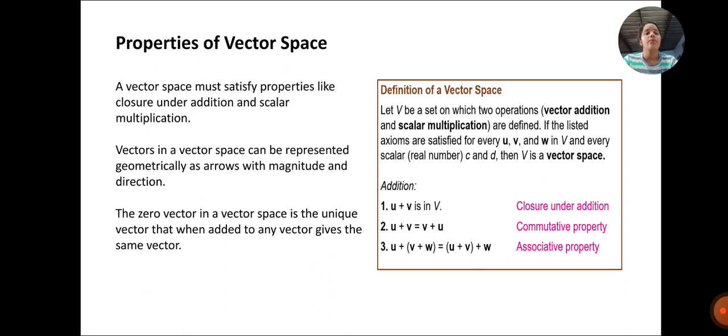Definition of a vector space. Let V be a set on which two operations, vector addition and scalar multiplication, are defined. If the listed axioms are satisfied for every u, v, and w in V and every scalar (real numbers) c and d, then V is a vector space.